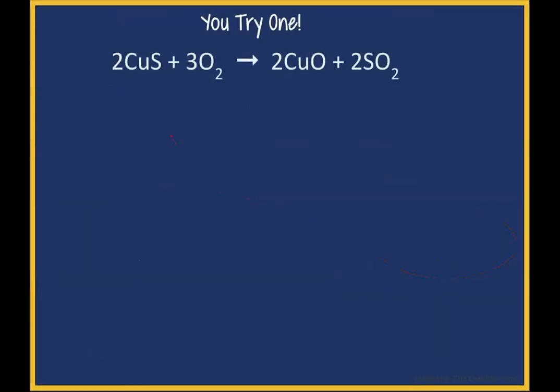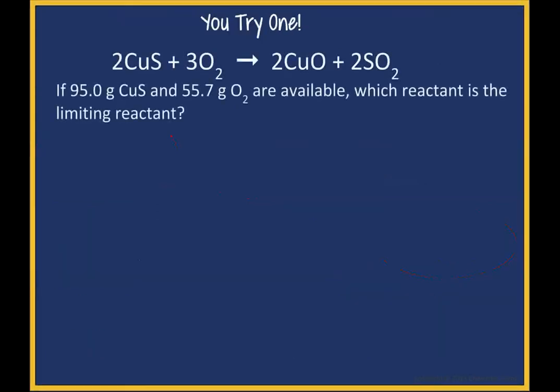Okay, let's try another one. If you would like to try this on your own, you can turn off the video and try it and see if you can do it. And then come back and see if you get the right answer. Okay, they tell you what you have. You have 95 grams of copper sulfide and you have 55.7 grams of oxygen gas. Which reactant is the limiting reactant?